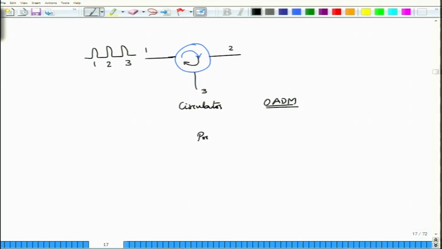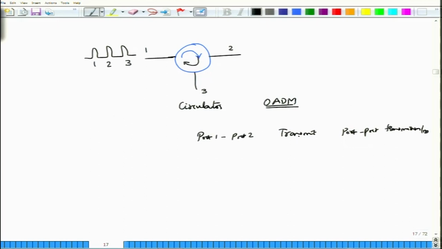So port 1 to port 2 is called the transmit port. Okay, there might be some loss which we will call port 1 to port 2 transmit loss, or simply port to port transmission loss. So port to port transmission loss is possible. Okay, and this is the transmit port.